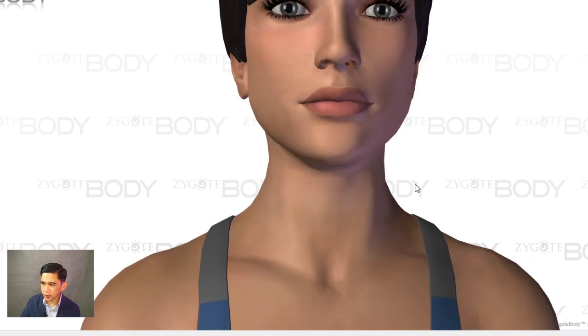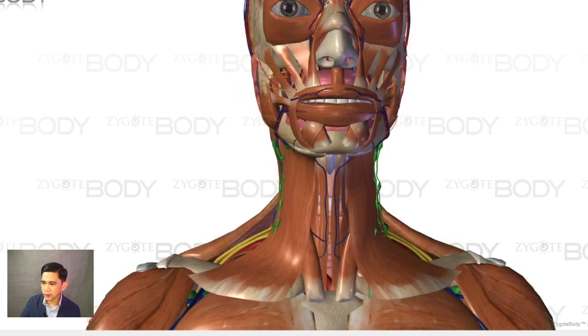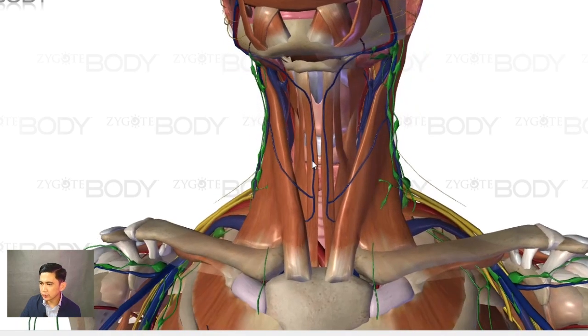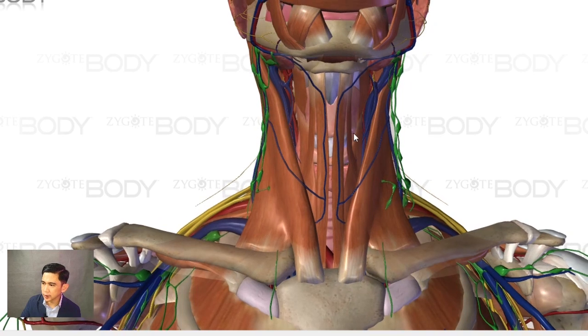So if you notice, we have this shadow. This is formed by the sternocleidomastoid muscle. So in between the two sternocleidomastoid muscles, the strap muscles should be found after the platysma. So if we go inwards, this is the platysma. We have to go through that and downward. Okay, so we have the sternocleidomastoid muscle. We have the strap muscles over here in between the sternocleidomastoid.